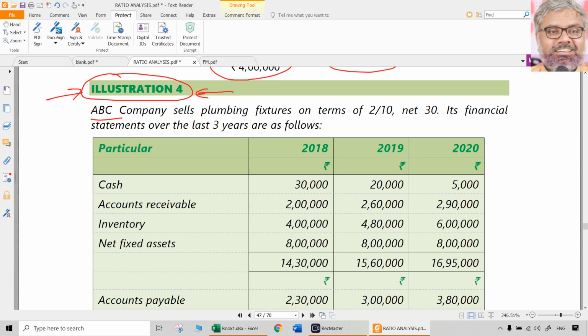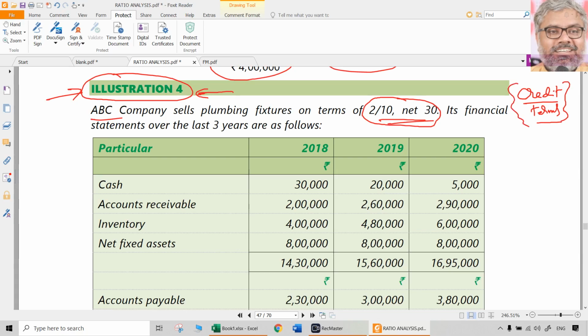So ABC company sells whatever it is, plumbing fixtures, etc. There is one term given here, 2/10 net 30. Though it is not very relevant much, what is the meaning of it we should know. We are going to see that in working capital management, receivables management, later anyway. This is credit terms. Credit terms are expressed in this way, particularly in the USA. Though it is not very popular here, in problems we use that.